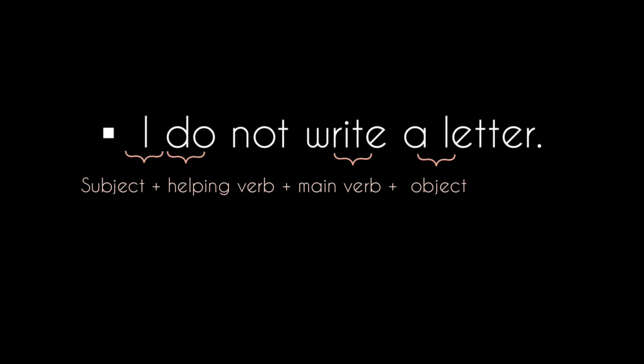Now we will take a negative sentence. Let us take an example. I do not write a letter. Here I is the subject. Do is the helping verb. Write is the main verb. A letter is the object. So the structure will be subject plus don't plus first form plus object. Object may be optional.